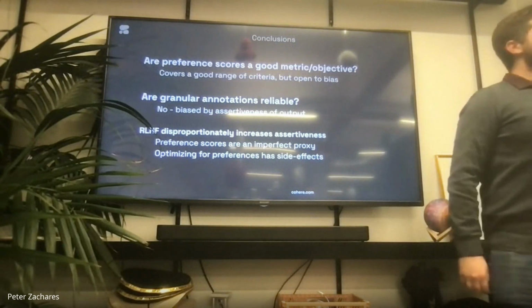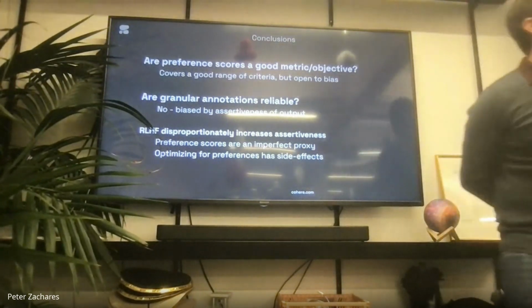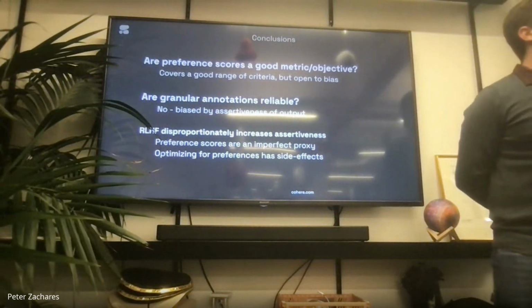Yes. In terms of assertiveness, do you know the techniques that we can use to get the models to be as assertive as appropriate for the level of confidence they have in an answer?